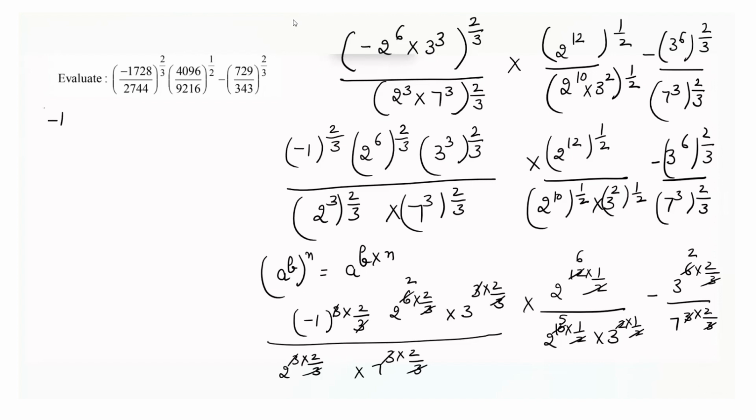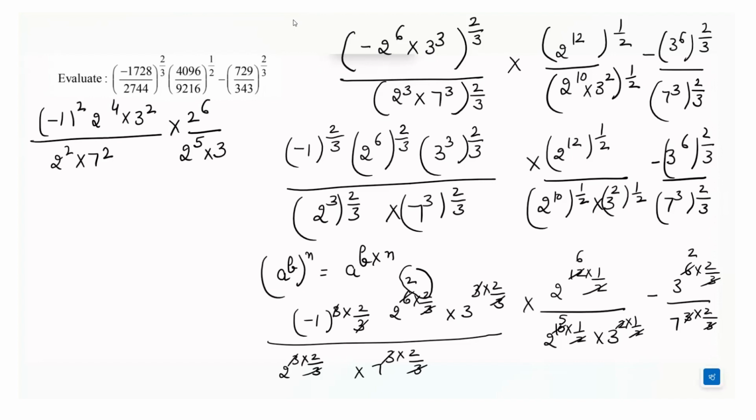Now it will be (-1) raised to power 2, 2 raised to power 2 into 2 over here. That will be equal to 4 into 3 raised to power 2 over 2 raised to power 2 into 7 raised to power 2 into 2 raised to power 6 over 2 raised to power 5 into 3, minus 3 raised to power 4 over 7 raised to power 2. Now, whatever the numbers are which have the same base, those.